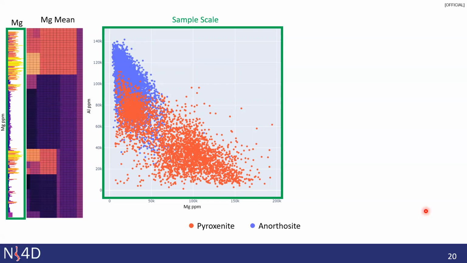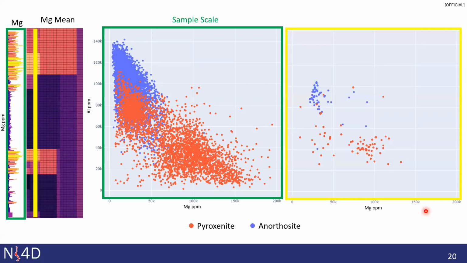If we plot the same samples, so there's actually the same number of points on this plot, but they've been pulled together and clustered together, plotted at an increased scale using the mean values of these intervals, you can see that we start getting a lot better separation of our anorthosite and pyroxenite. So that's how inclusion of these higher level scales can help us tease apart our different rock types.